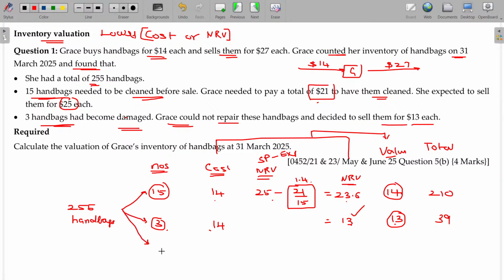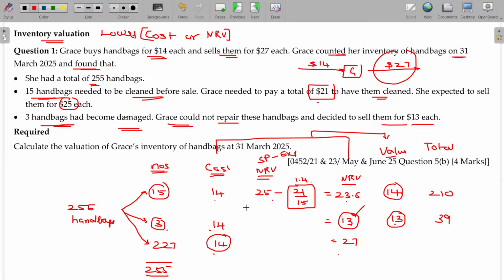And the balance, how many bags she has? Total 255. No, 15 require repairing, and 3 could not be repaired and were sold as is. So after subtracting these two, how many bags does she still have? 227 bags she has, and the cost being 14. What about the rest? Nothing stated means the usual sale price of $27 can be considered as NRV. Between these two, whichever is lower, 14 can be taken.